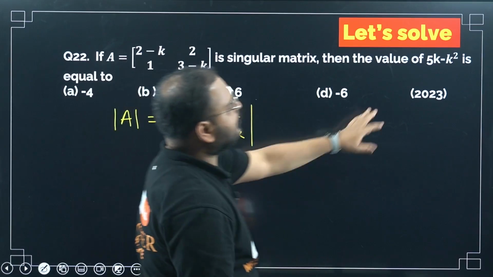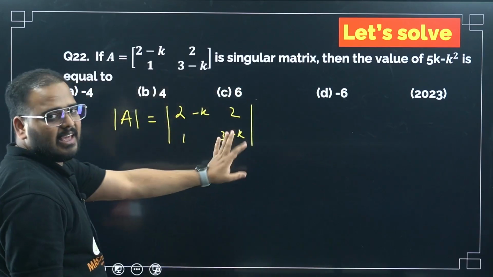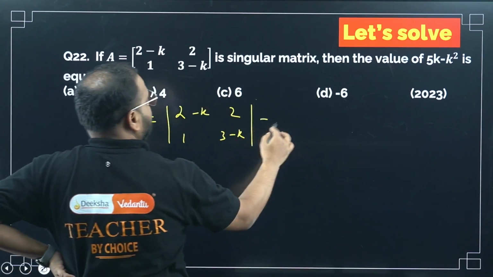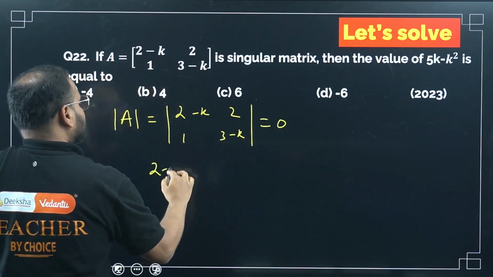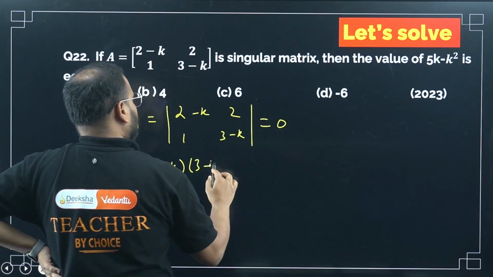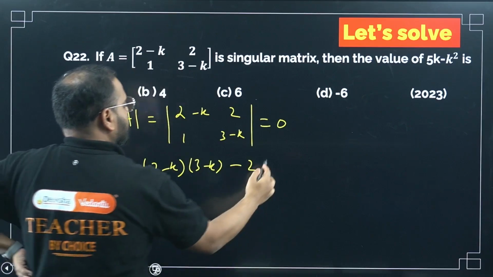Let's forget about this right now. Just find this value from here. I can get the k result from there. So let me just do it quickly. Okay, how much will this be? (2 minus k) times (3 minus k) minus 2 equals 0.